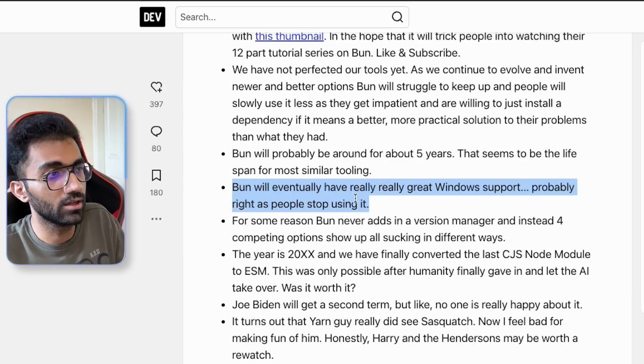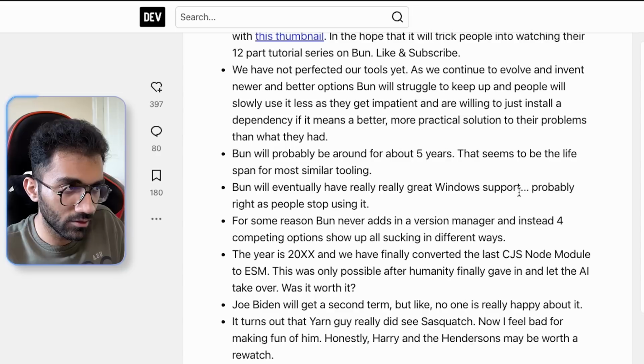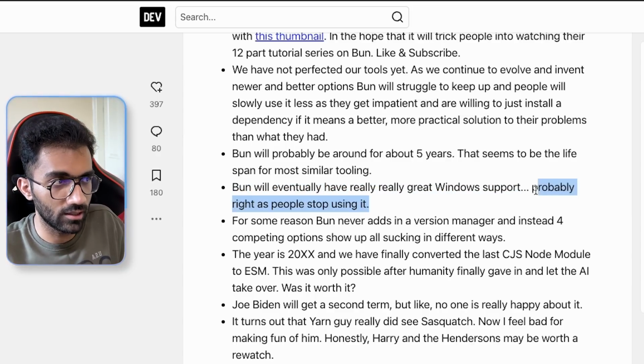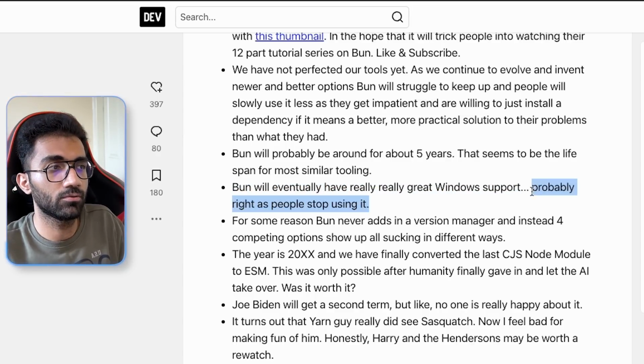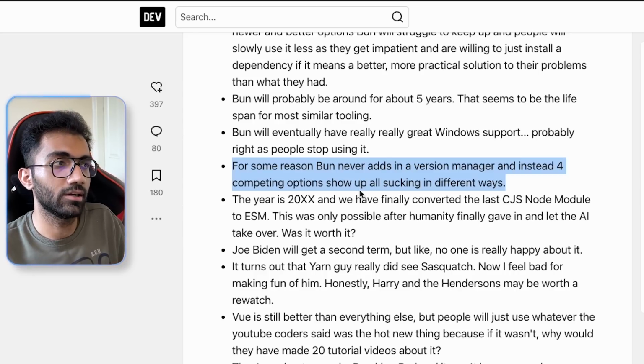Bun will eventually have really great Windows support, probably right as people stop using it. I agree on this part, not so sure about that. Let's see. Again, depends a lot on the iteration speed and how fast Bun ships. For some reason, Bun never adds a version manager, and instead 4 competing options show up, all sucking in different ways.